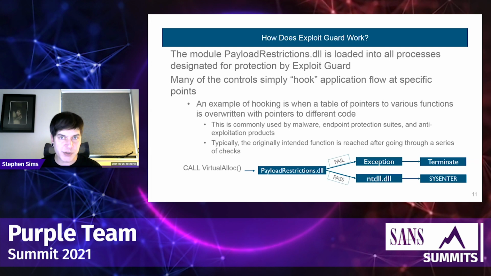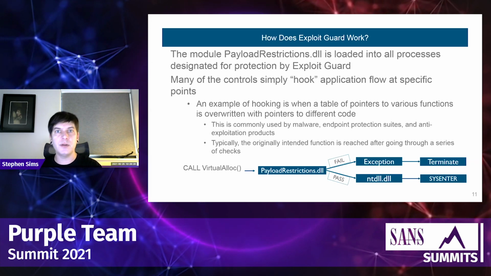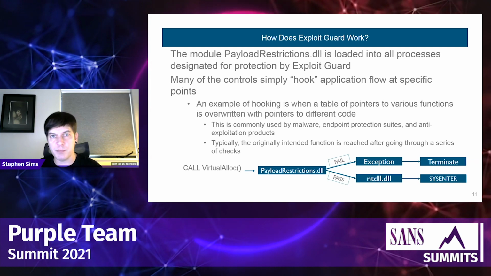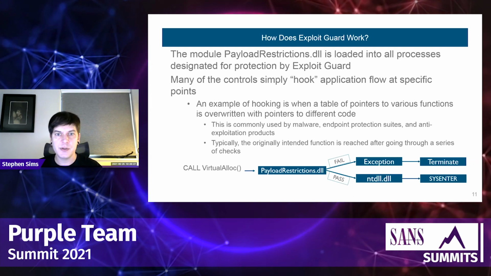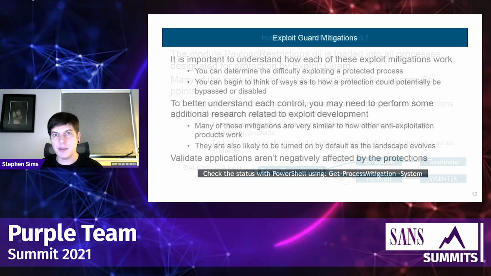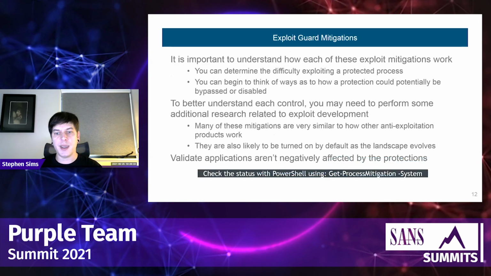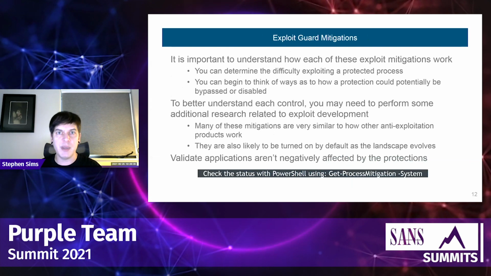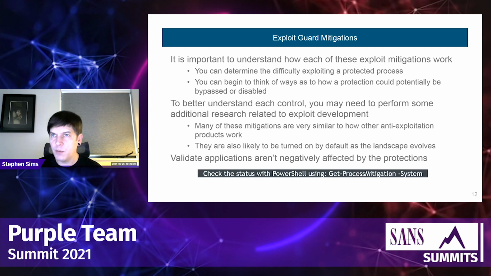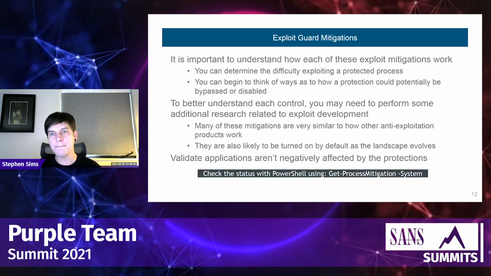And then if everything looks good, we pass control into the kernel, we continue. If it doesn't look good, we're going to throw an exception. We're going to probably terminate the process. So that's kind of the gist of a lot of the controls: to inspect the environment during a critical function call to make sure that things look good, look safe. What things are they doing? That's what we're going to talk about.